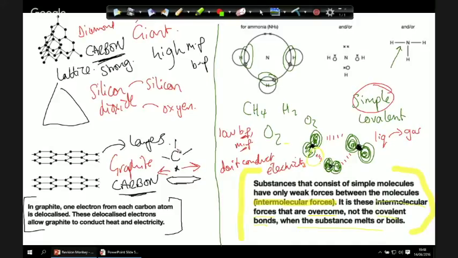Okay, so carbon in graphite makes 3 carbon-carbon bonds with other carbon atoms, whereas diamond makes 4 carbon bonds. So each carbon makes 4 bonds.